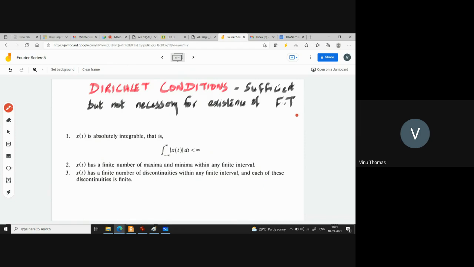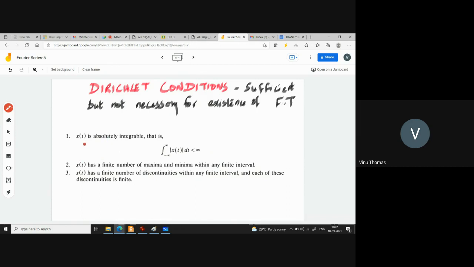And you can also have signals that do not satisfy the Dirichlet conditions but have a Fourier transform. We will see examples later. For example, we will look at some periodic signals having Fourier transform representations also. And signals that consist of several impulses also will have Fourier transforms. And we will see that such signals do not satisfy the Dirichlet condition but still have a Fourier transform. We will see examples later.